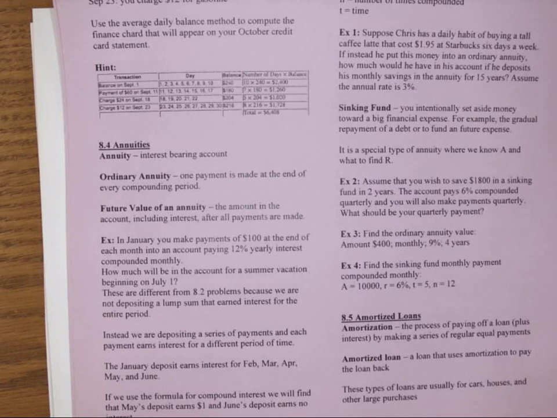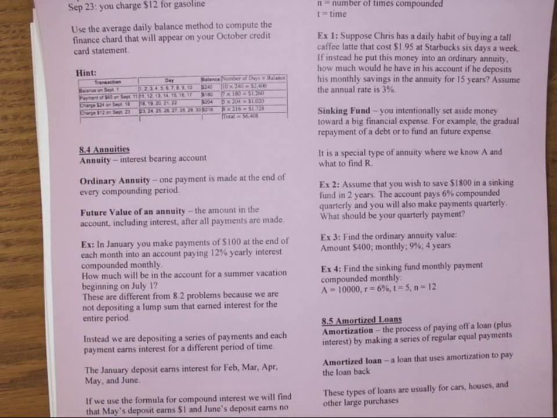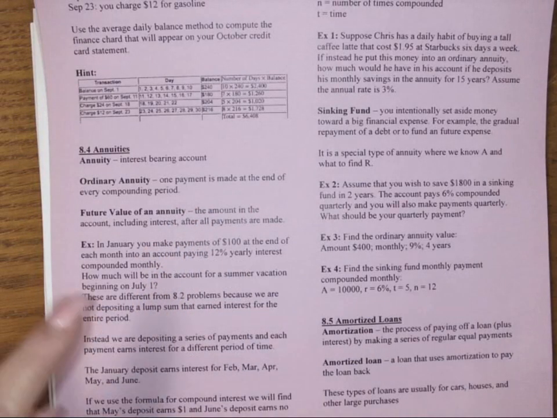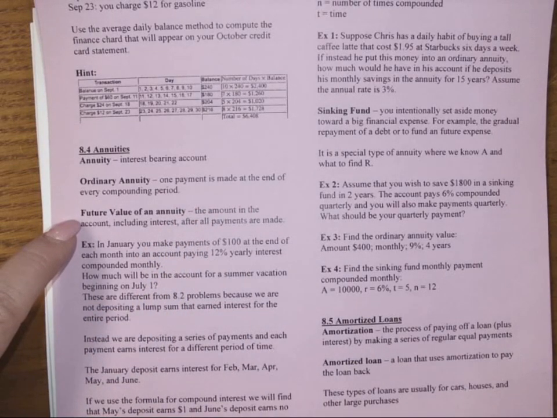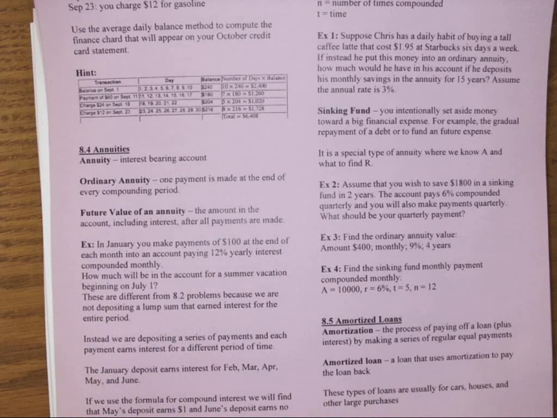We are looking at annuities. An annuity is an interest-bearing account. An ordinary annuity is one where a payment is made at the end of every compounding period. The future value of an annuity is the amount in the account, including interest, after all payments are made.